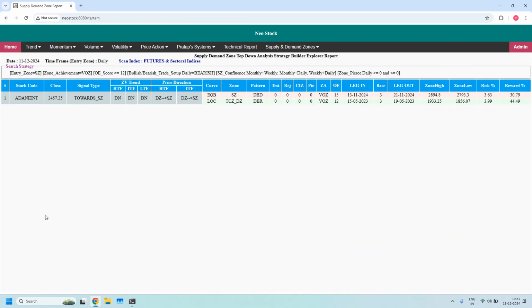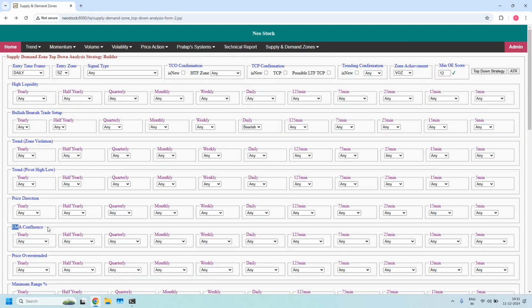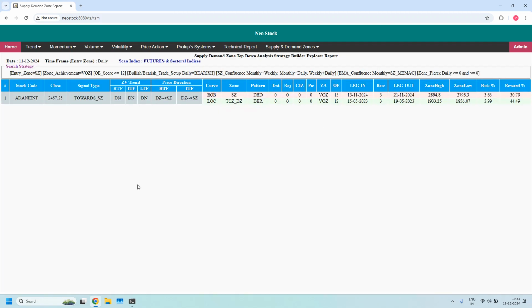If this stock is having monthly EMA confluence because the trend is downtrend, it could be an even more high probability trade setup supported stock. Let us verify. In the EMA confluence, monthly time frame, because the daily and weekly are part of the monthly zone. So monthly supply zone having monthly EMA confluence filter is enabled and the stock is filtered. That means this is an even more high probability trade setup supported stock for monthly income trade, bearish trade setup.